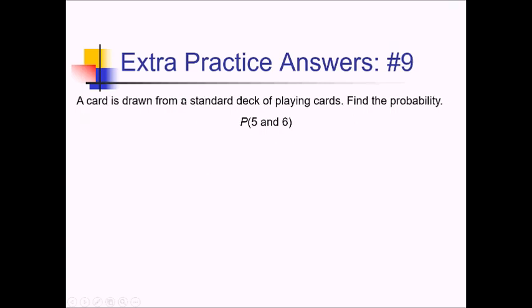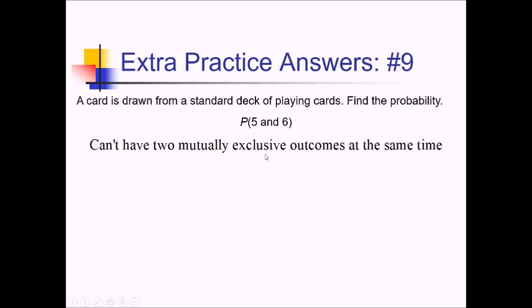For this problem, we have a card drawn from a standard deck of cards. We want the probability that we get a 5 and a 6 with one draw of a card. So this is kind of a weird problem because they're asking for a card that meets both of these conditions at the same time. But a card can't be a 5 and a 6 at the same time. It's either one of those or some totally different number. It can't be both. Since we can't have two mutually exclusive outcomes at the same time, this probability is just 0. It's like asking somebody to have their cake and eat it too. It's just not going to happen.